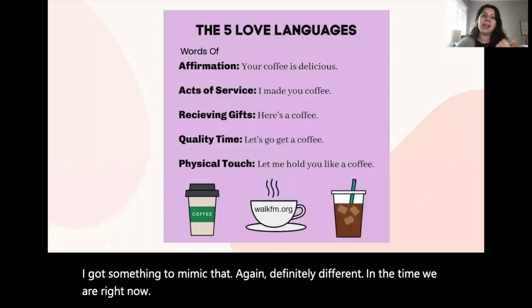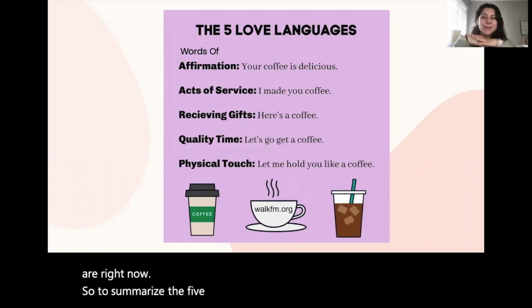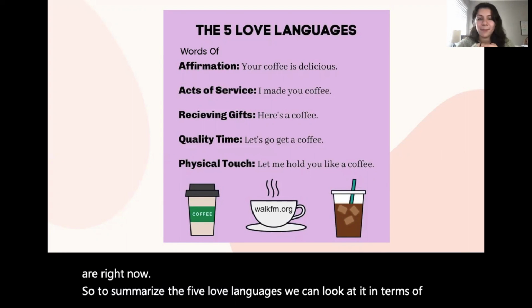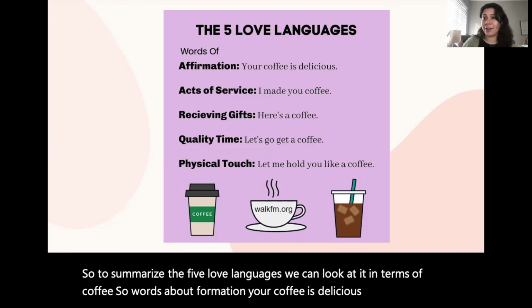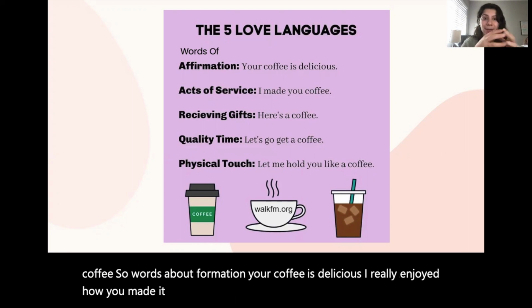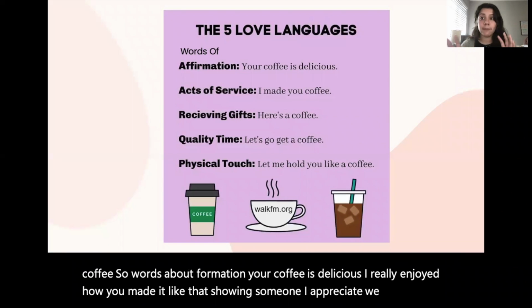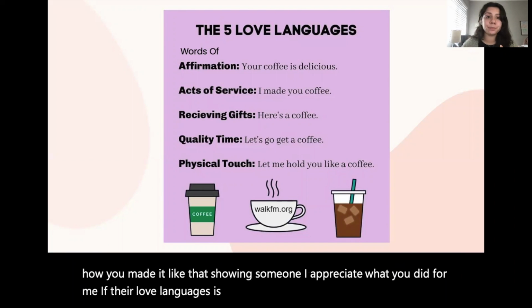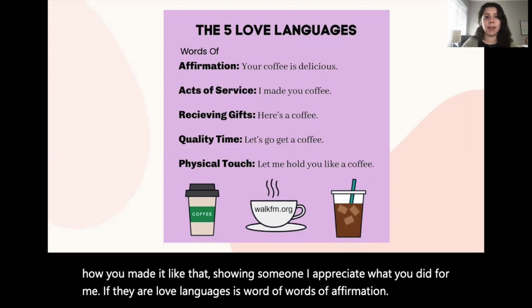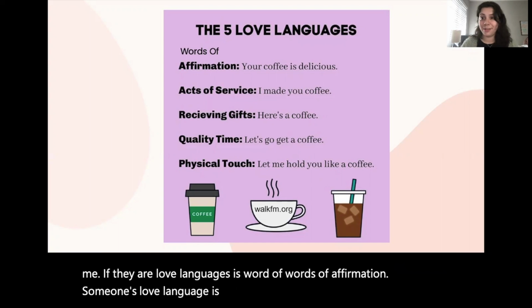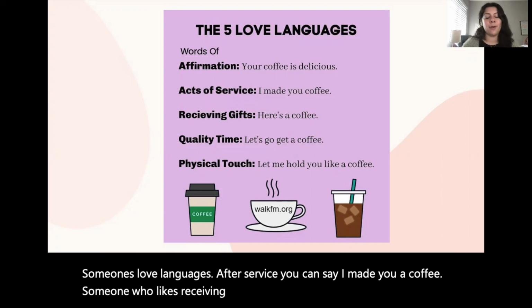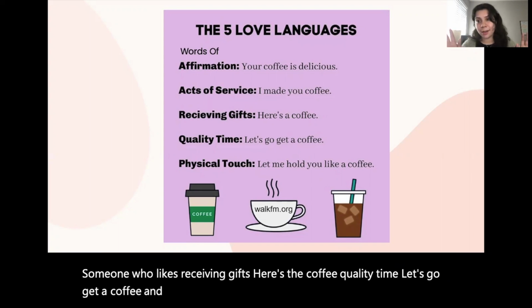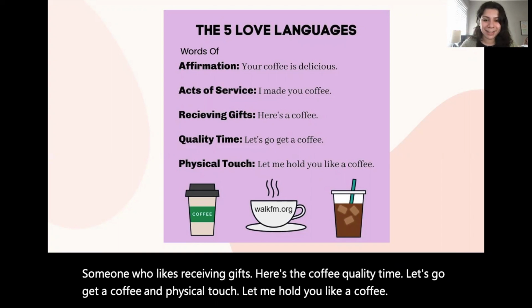So to summarize the five love languages, we can look at it in terms of coffee. Words of affirmation: your coffee is delicious, I really enjoyed how you made it. That's showing someone I appreciate what you did for me, if their love language is words of affirmation. If someone's love language is acts of service, you can say, I made you a coffee. Someone who likes receiving gifts: here's the coffee. Quality time: let's go get a coffee. And physical touch: let me hold you like a coffee, appropriately. Okay.